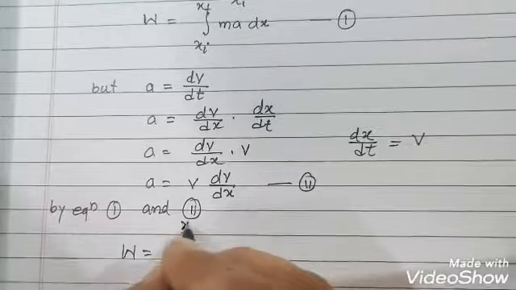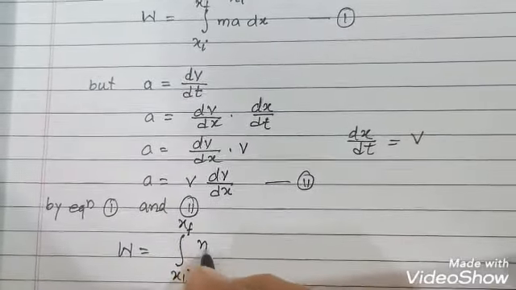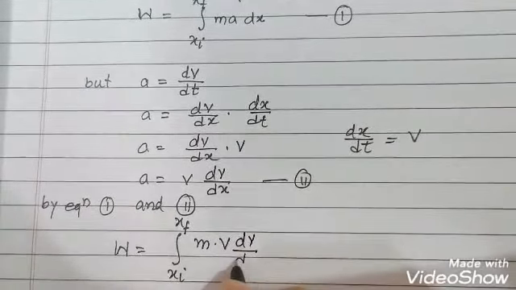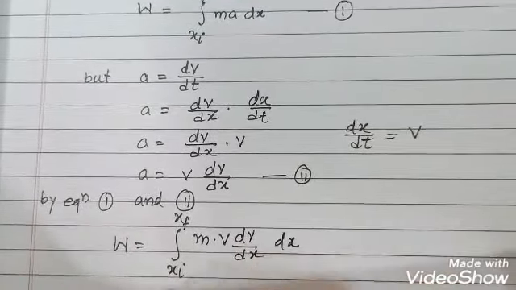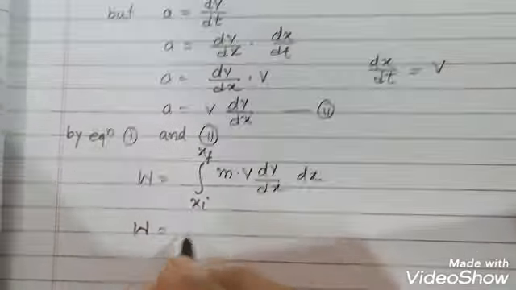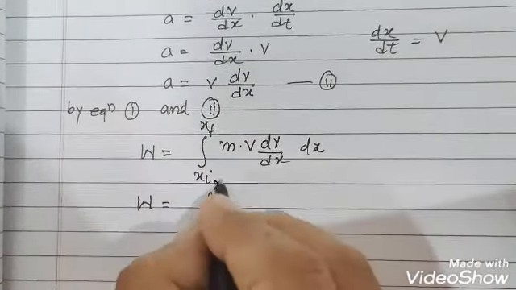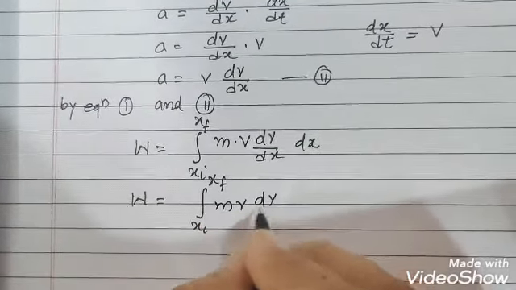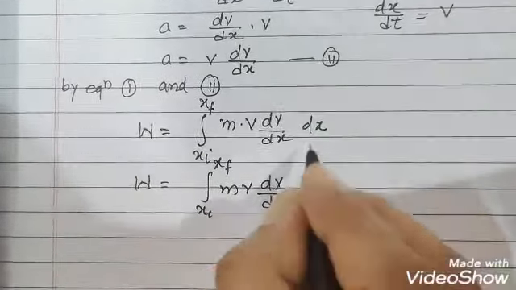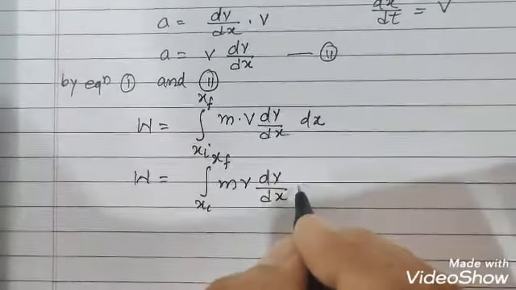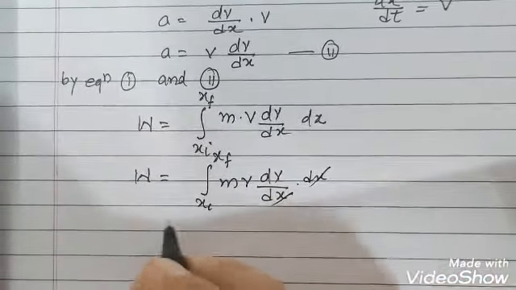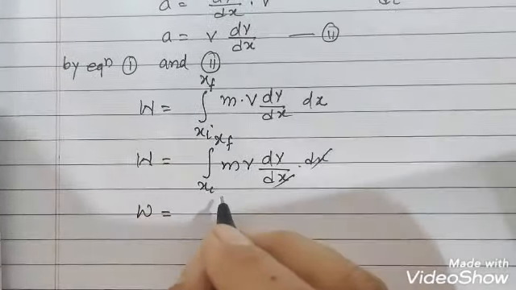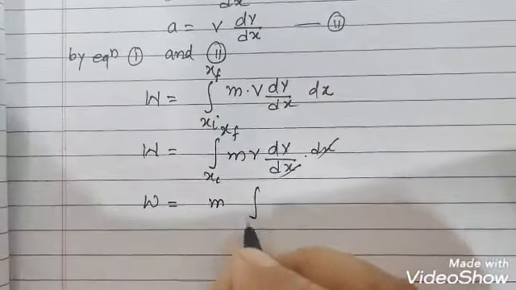to xf integration, and in place of acceleration we'll put the value m v dv upon dx, and this is dx here. So W is equal to, this is xi to xf, m v dv upon dx, dx. Dx and dx would be cancelled here, so I'm just cancelling it, and I can write now this work done is, m is a constant value that will come out from the integration sign.